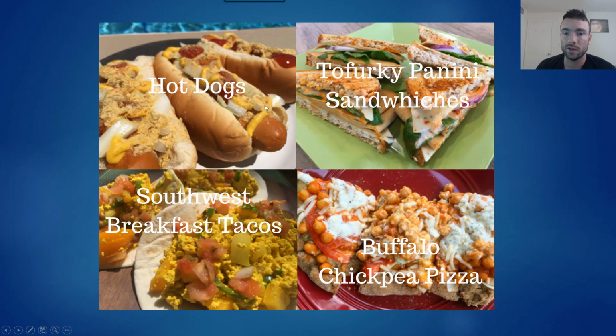And here's some vegan hot dogs, some Tofurky panini sandwiches. Basically, Tofurky is a turkey alternative that you can also find at the grocery store. Here's some pizza, and here's some Southwest breakfast tacos that we made. Really, you're not limited at all on the different options you can make. A lot of the same dishes that aren't vegan, you can really just veganize them by buying the alternative.